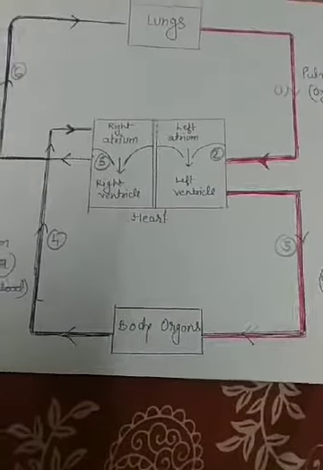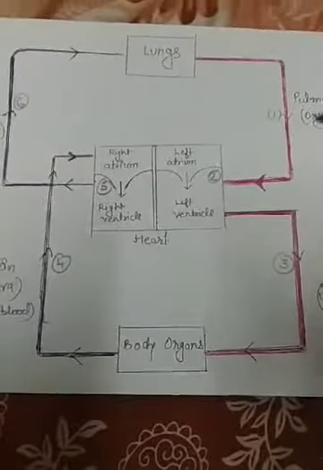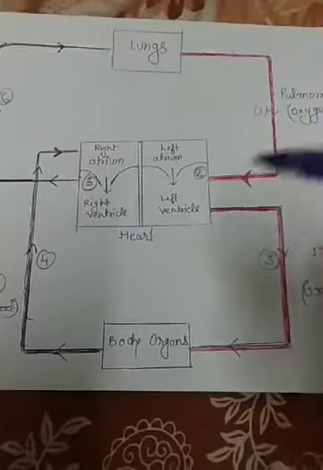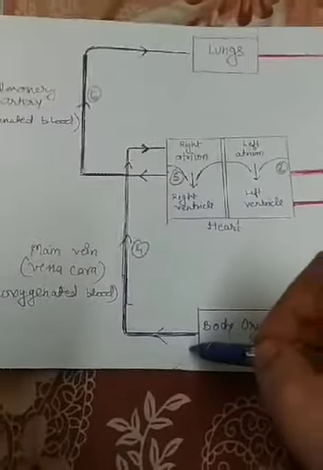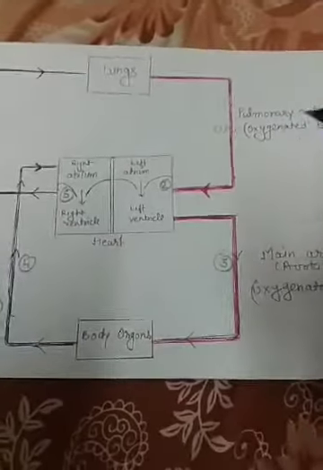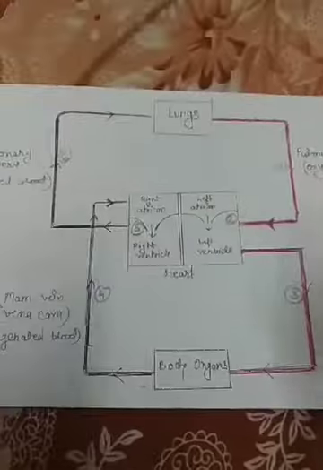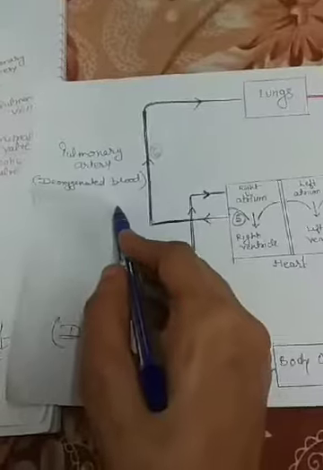Before discussing the circulation of blood, let's discuss the arteries, capillaries and veins. We know arteries carry oxygenated blood from the heart to all the body organs, whereas veins carry deoxygenated blood from body organs to the heart. Arteries carry oxygenated or oxygen-rich blood from the heart, except the pulmonary artery. The pulmonary artery carries deoxygenated blood.